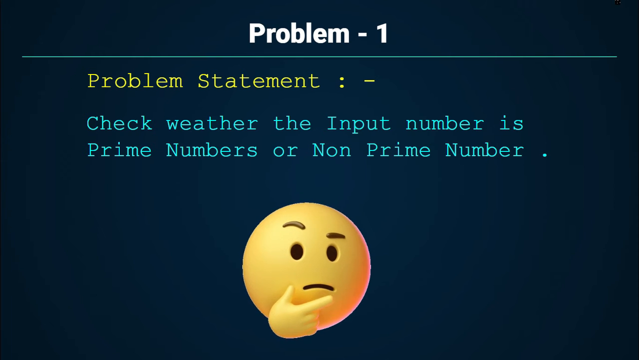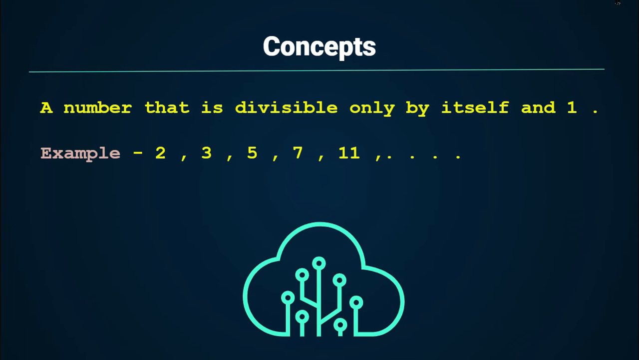First of all, let us clarify the concept of what a prime number is. A number that is divisible only by itself and 1 is a prime number. For example, 2, 3, 5, 7, 11. You can see that 2 is divisible only by 1 or 2, 3 is divisible only by 1 or 3, and the same goes for 5, 7 and 11. This is the basic concept we need to keep in mind while solving this question.